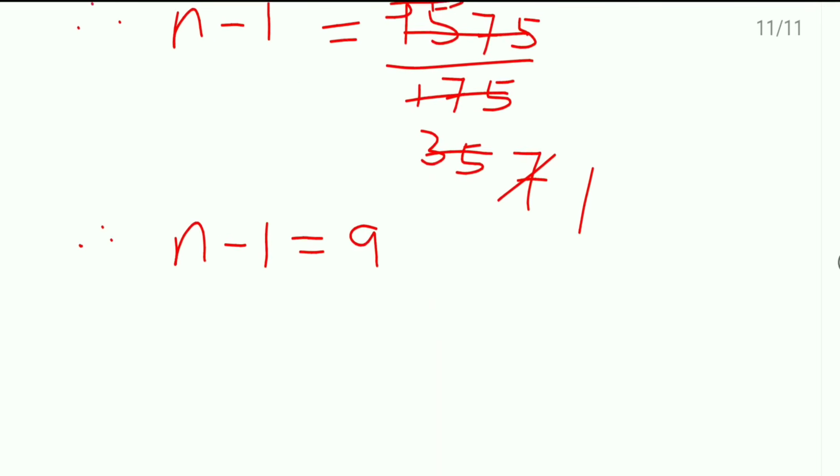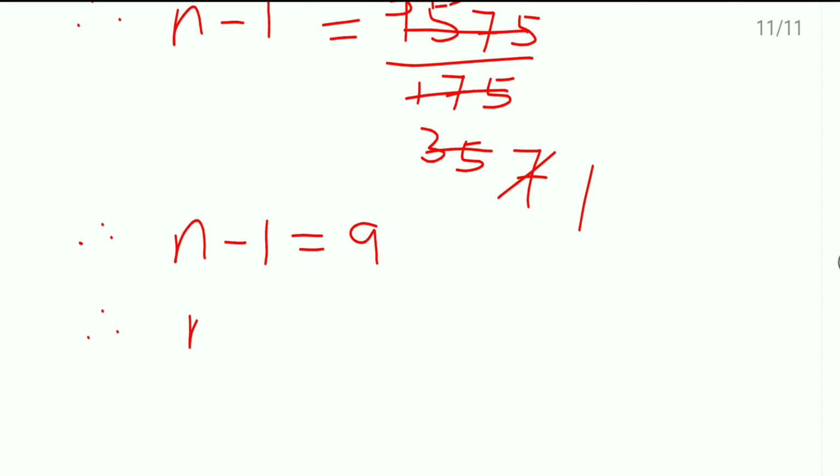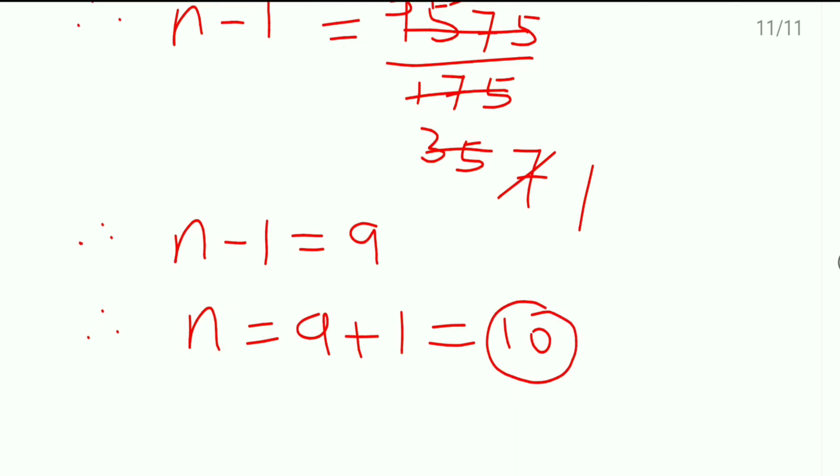Right. So n is equal to, therefore n is equal to 9 plus 1, which comes as 10. Correct. That means in 10 weeks, her total money will become 20.75. Right. I hope all of you understood this sum.